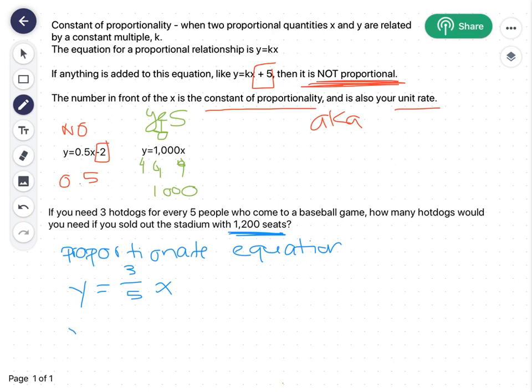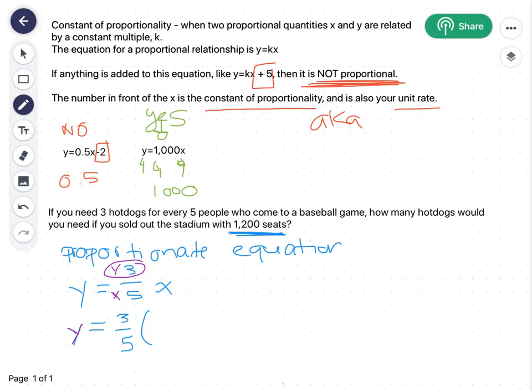Well, this says y. So the number of hot dogs, remember the unit rate is, I'm going to switch colors here, purple. The 3 is our y, and the 5 is our x. If we were finding unit rate, we would do y divided by x, and that's 3 divided by 5. So if y up here is our hot dogs, then y here is our number of hot dogs. Y is going to be equal to the number of hot dogs that we need. So y equals 3/5 times the number of people who are going to be there.